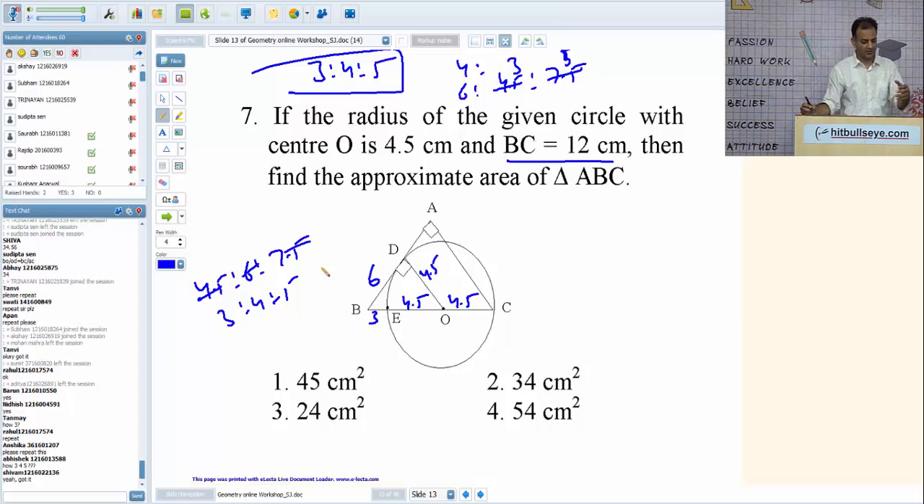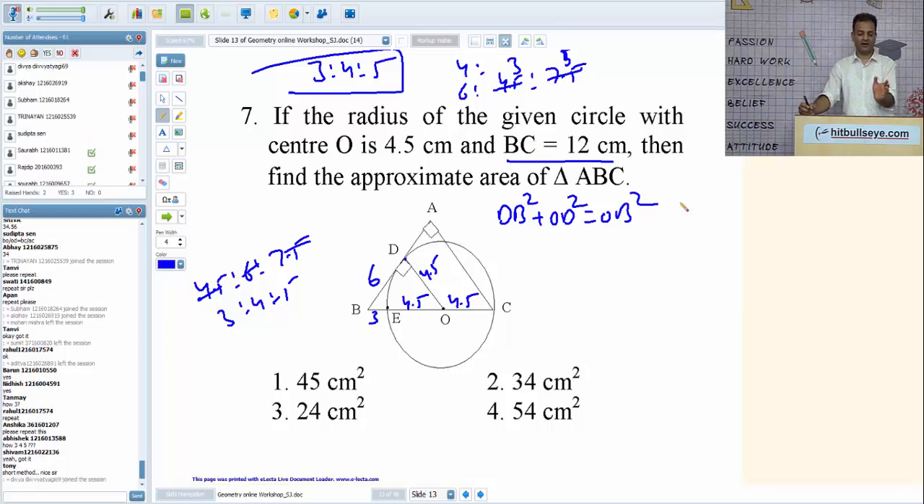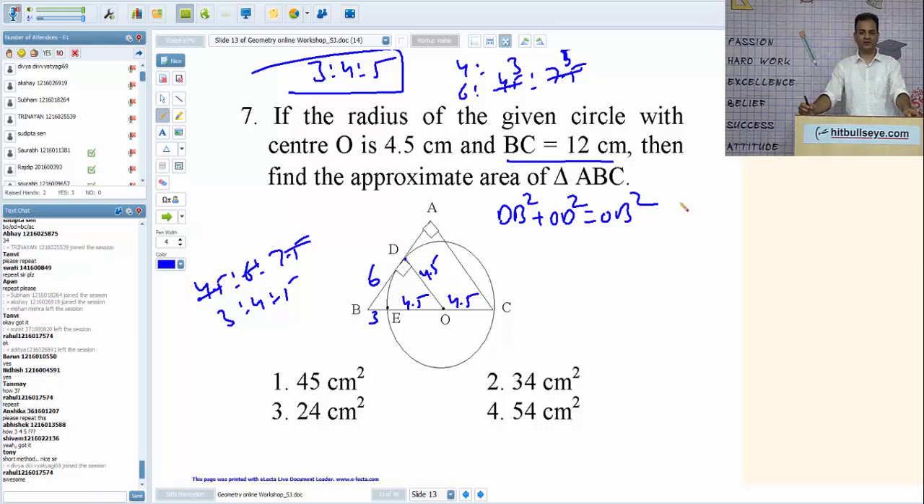Otherwise, if you are not getting it, what you can do? You can apply the basic theorem: DB square plus OD square is equal to OB square, and there you have to solve for 7.5. So you should learn the triplets. I will tell you basic triplets, like 6, 8, 10, which you can apply in a lot of cases.